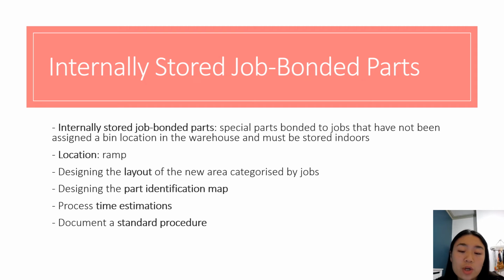Next, we had the internally stored job bonded parts. So these are special parts like the externally stored ones, except they had to be stored indoors. The location for these was on the ramp, and much like the externally stored job bonded parts, we also looked into designing the layout of this new area, designing a part identification map for the parts that were going to be categorized job by job, and then once again, time estimations, standard procedure.